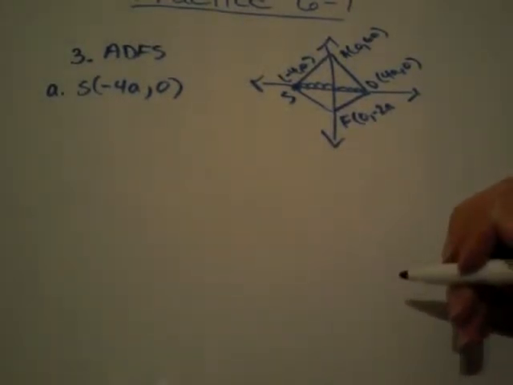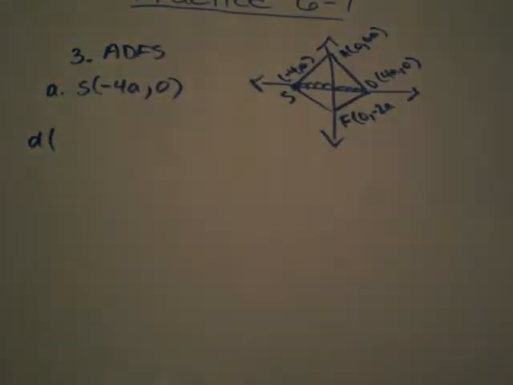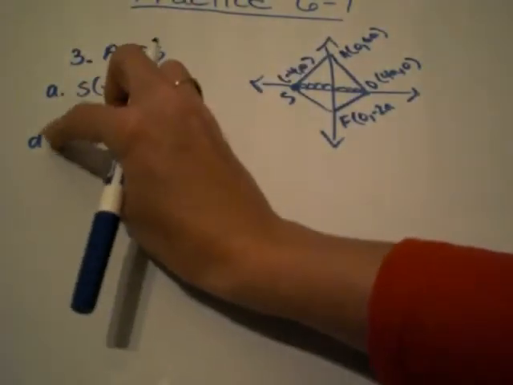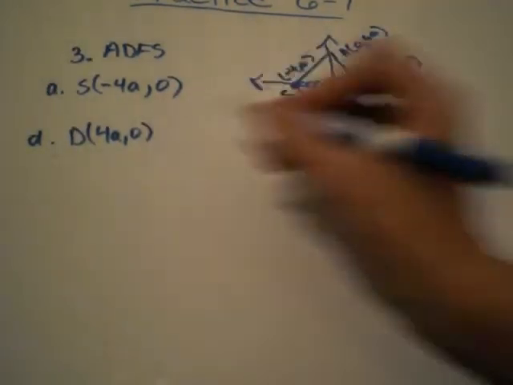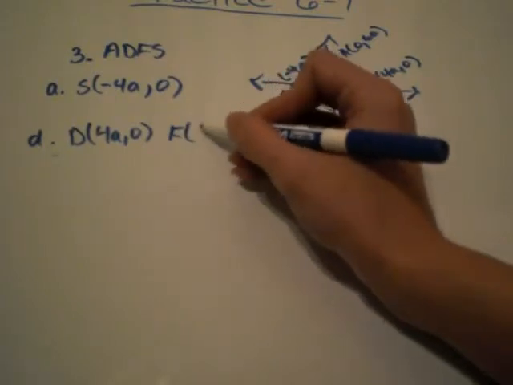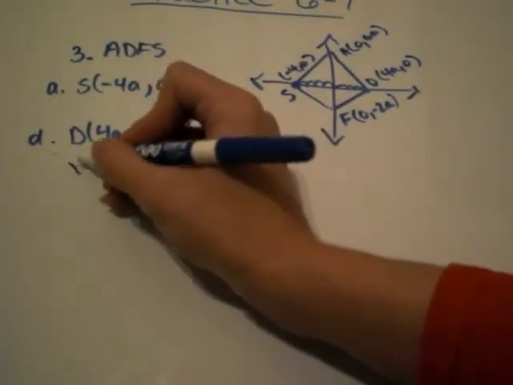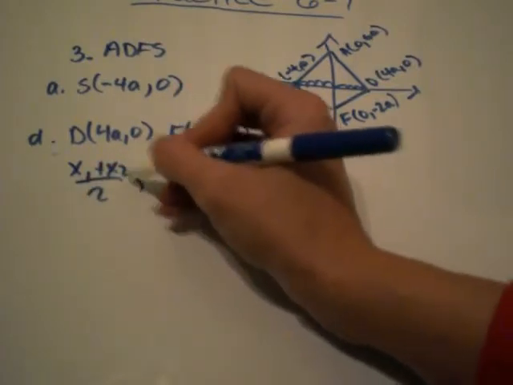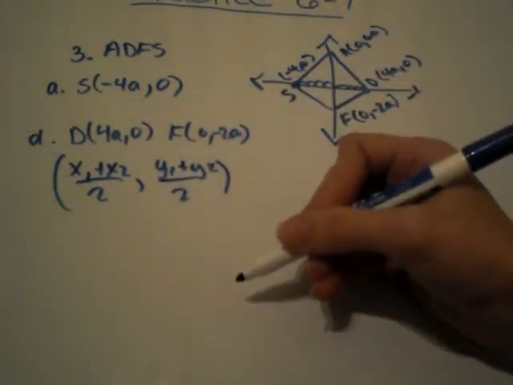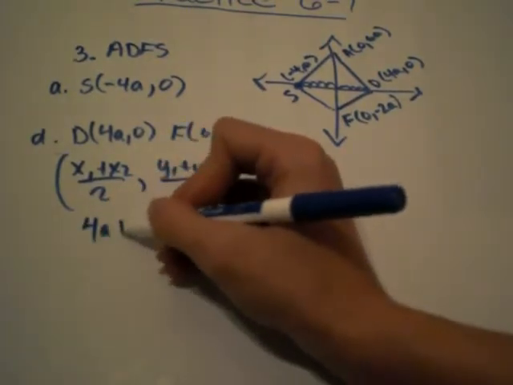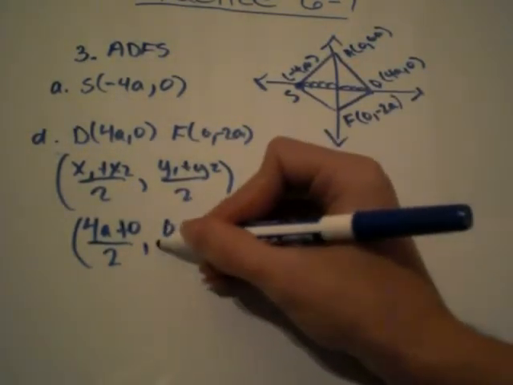So D and E are finding the midpoint and slope of DF. For D, we're going to be using the points D, which is 4a, 0, and F, which is 0, -2a. Now the first thing I want to do is write down my formula again. So x1 plus x2 over 2, y1 plus y2 over 2. We plug in our x's, x1 plus x2, so 4a plus 0 over 2, and 0 minus 2a over 2.